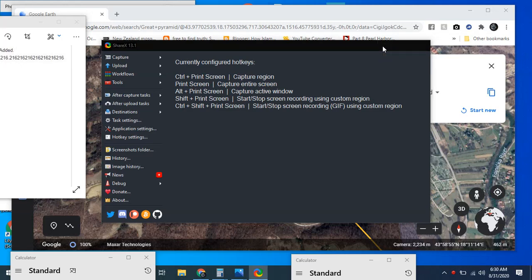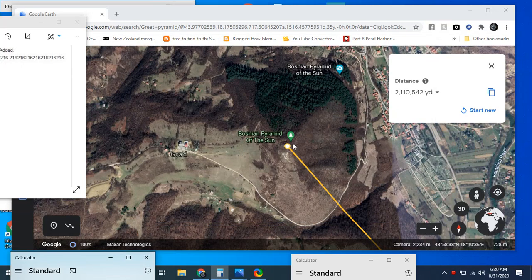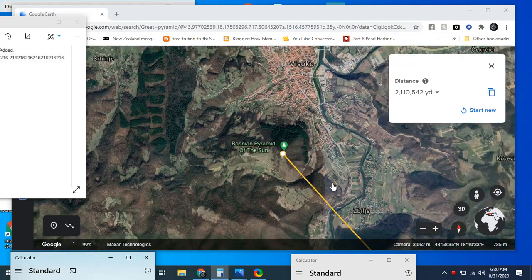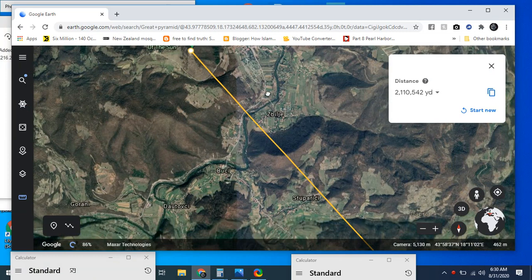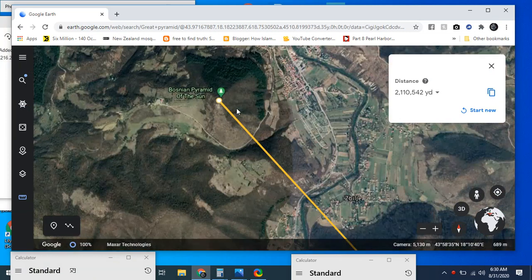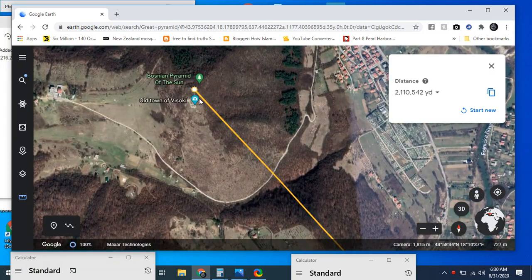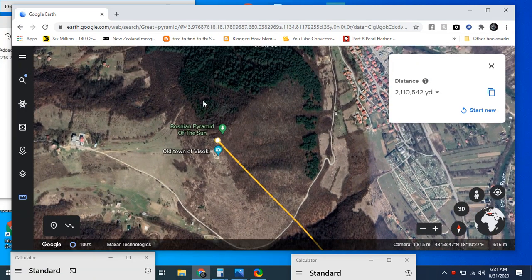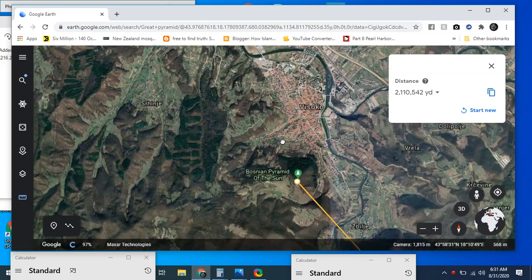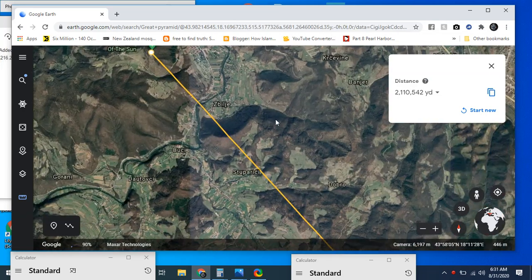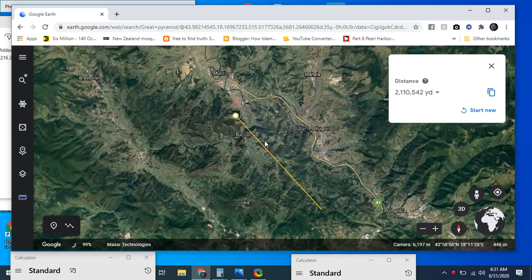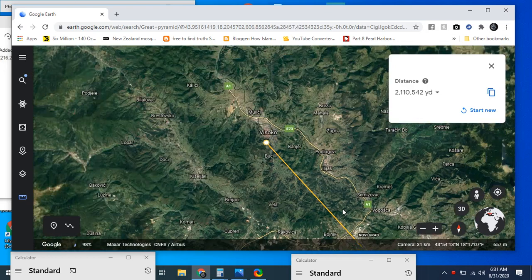This is absolutely amazing. This is the Bosnian Pyramid of the Sun, taken on Google Earth. And if you draw a line from the Bosnian Pyramid, look how it goes right along the edge here. You can see these two lines pretty distinctly. This one's not as distinct, but it comes pretty close. If you draw that line down to the Great Pyramid in Egypt, we'll zoom out here.